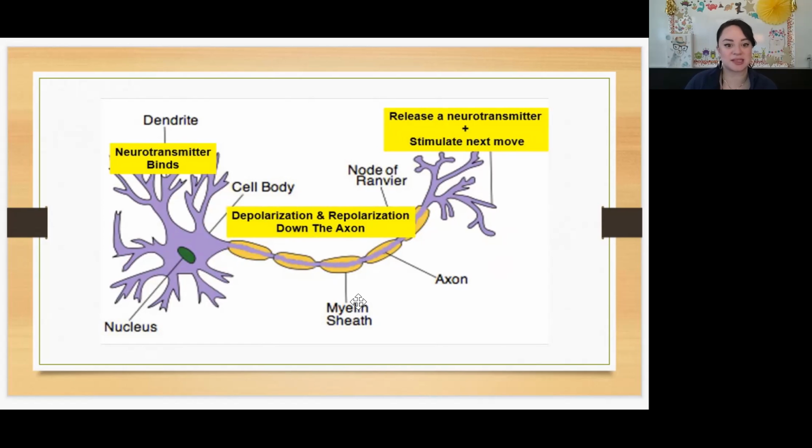So if we connect this now to what we're talking about with the nerve impulse, the neurotransmitter that first has to bind to the dendrites binds to the dendrites of the neuron that's going to send the message or nerve impulse here. Depolarization and repolarization then happens over and over again down the entire length of the axon until it reaches the terminals to stimulate the next action.